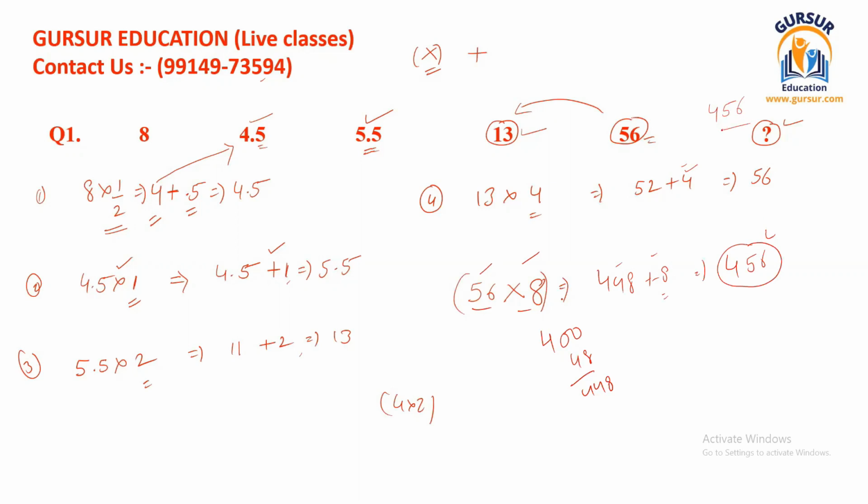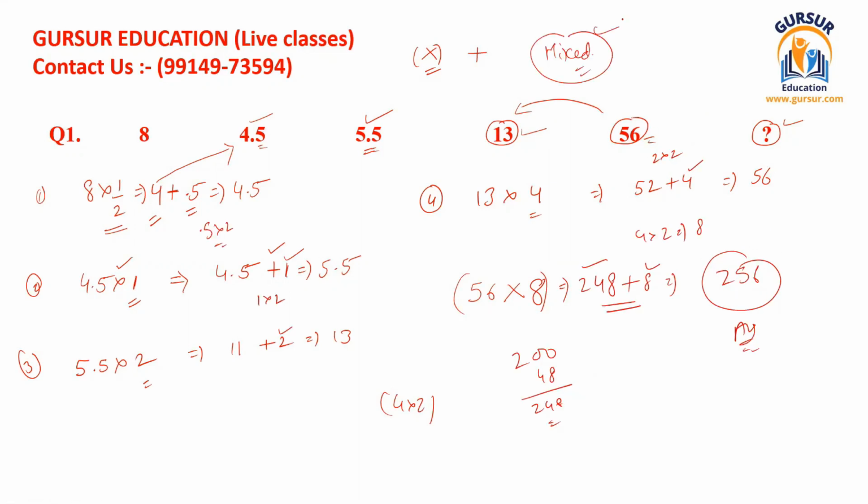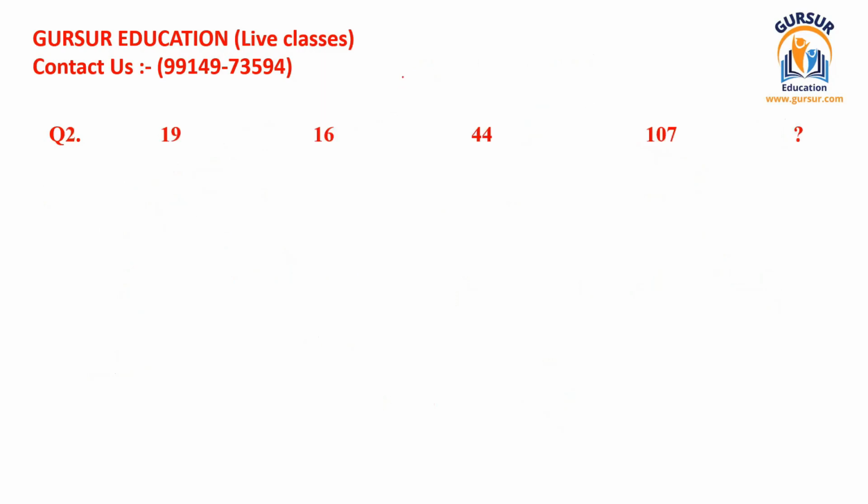So in this way, I have answered the first question, and now this is the time for moving toward the second question. And I must tell you, this is how you can solve these kinds of questions. So now just going further, this is question number 2. Again, a series has been given, and it has 4 elements in total. The first is 19, second 16, then third is 44, then the fourth one is 107, and this is the question mark.